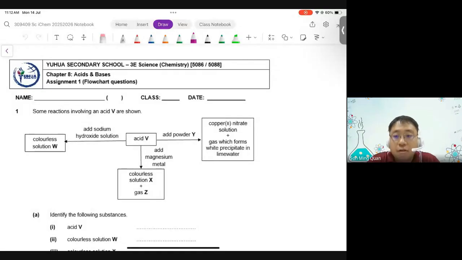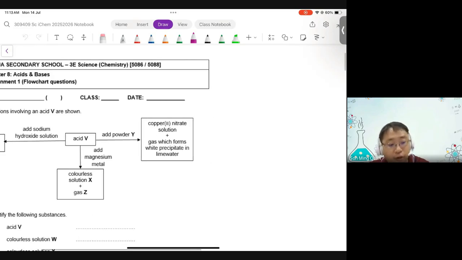Hello everyone, welcome to this short video on how to do flowchart questions, which will be very useful in particular for combined science chemistry for this chapter on acids and bases, as well as another chapter called qualitative analysis later on. Now, to do flowchart questions for acids and bases, you first need to know the 4 different reactions of acids and bases. So what I call the 3+1.